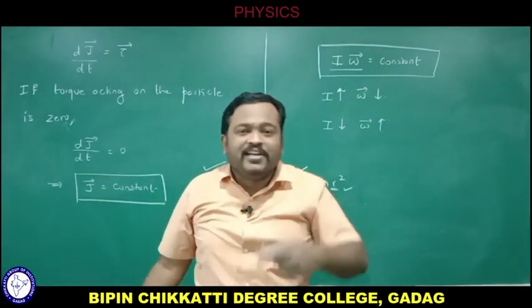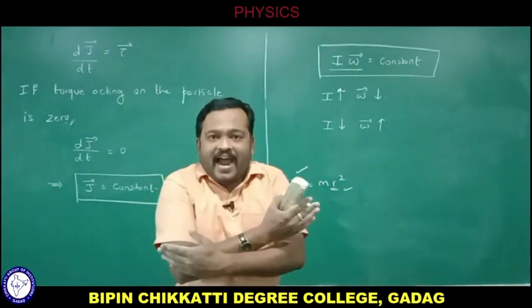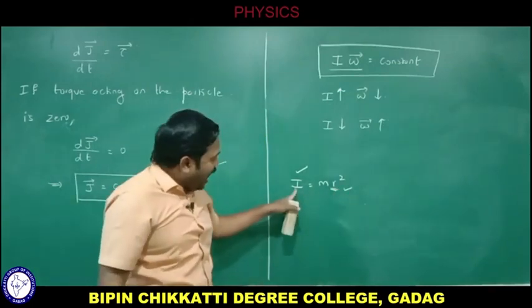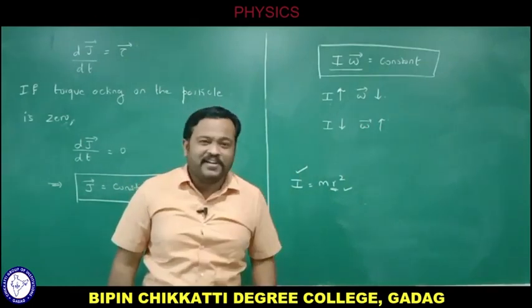If she wants to increase the speed, she just closes her hands, right? When she closes her hands, the distance from the axis of rotation decreases, so I decreases. So what happens now? The speed increases, the angular speed increases.